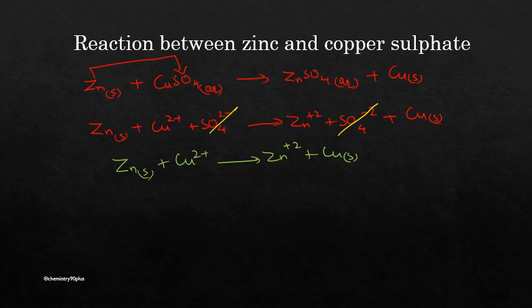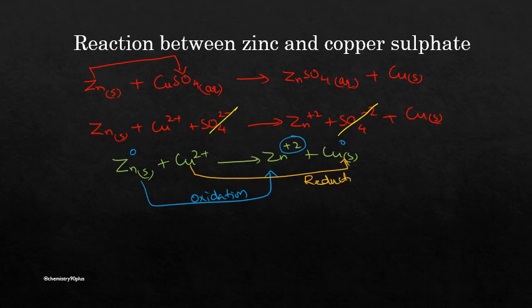How can we write the net ionic? Zn solid plus Cu 2 plus gives Zn 2 plus plus Cu solid. You can see that this is an oxidation reduction reaction very clearly because Zn oxidation number is 0, Zn here it is plus 2. So that means oxidation number increases. So this is oxidation. And for copper, it reduced to 0. 2 plus changes to 0. That means that is reduction. That is why it is called redox reaction. And this is the net ionic equation for a redox reaction.